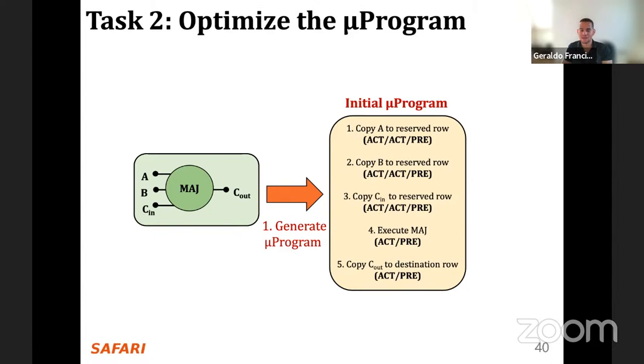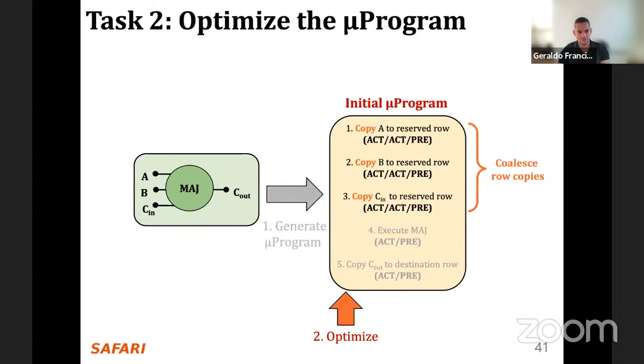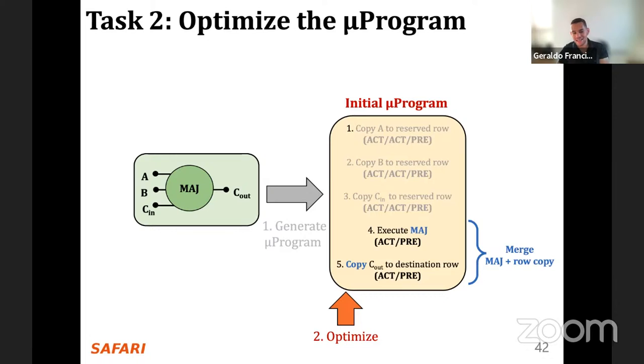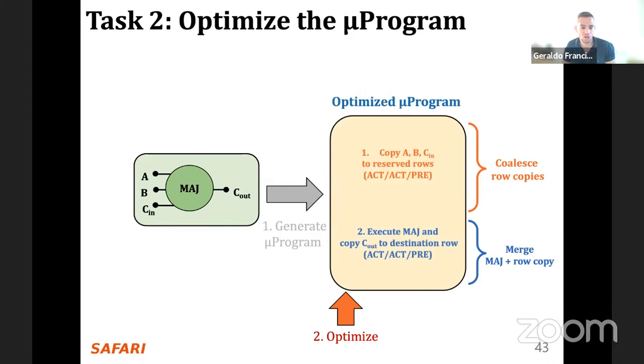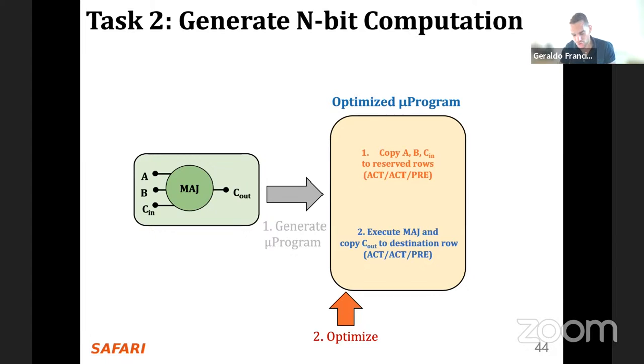This initial microprogram does implement the required operations in DRAM correctly, but it can be further optimized to reduce the latency of the operation. So we apply two optimizations. The first optimization is coalescing several row copies into a single one. The second one is to merge majority and row copy operations that target the same row into a single activate and activate pre-charge command sequence. With these two optimizations, task two of step two generates the optimized microprogram that requires fewer DRAM operations to execute the same desired operation. We invite you to check our paper for more details on our algorithms that assign rows to inputs of the majority gates to DRAM rows, and also details of the optimizations that we apply.